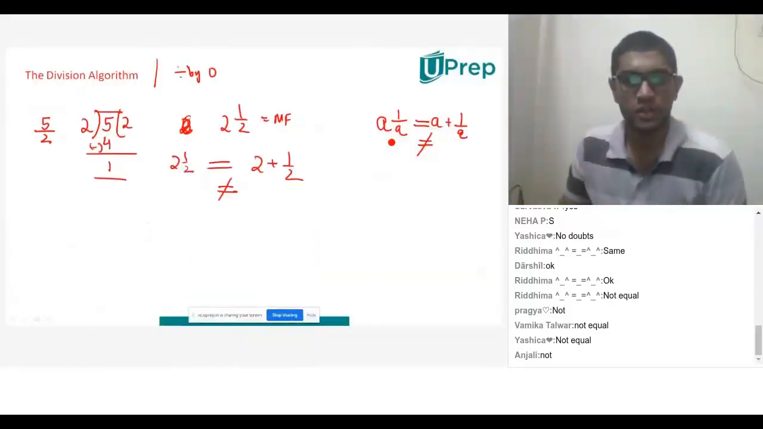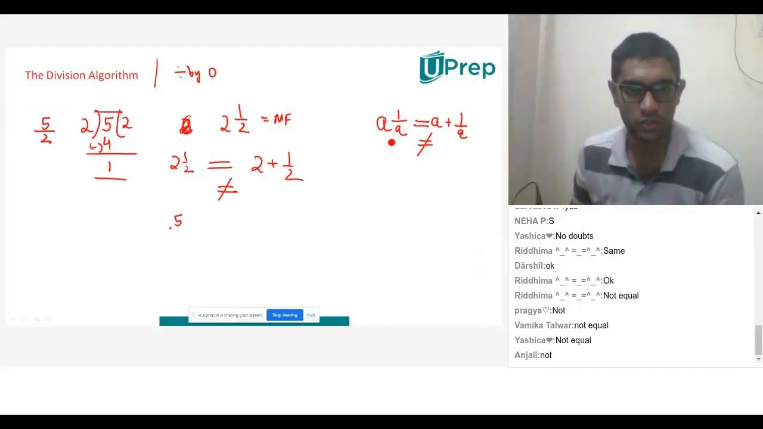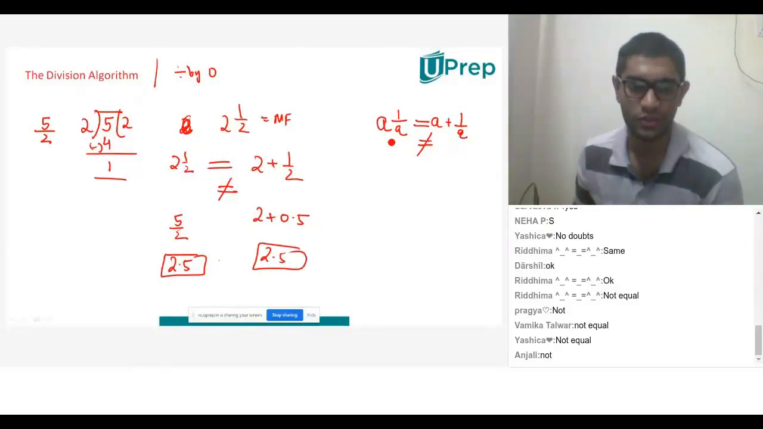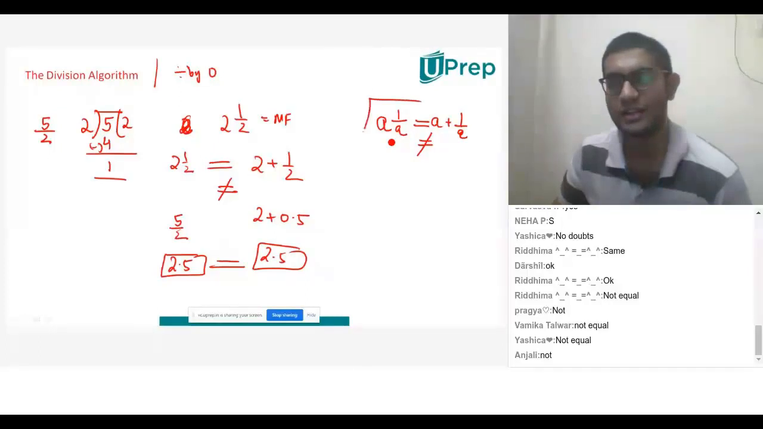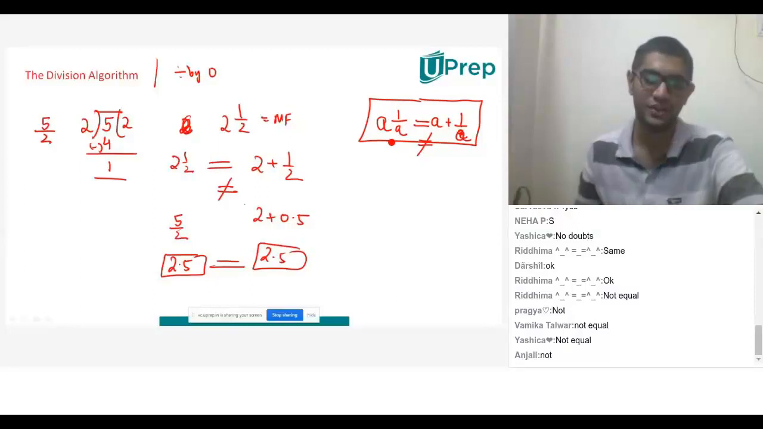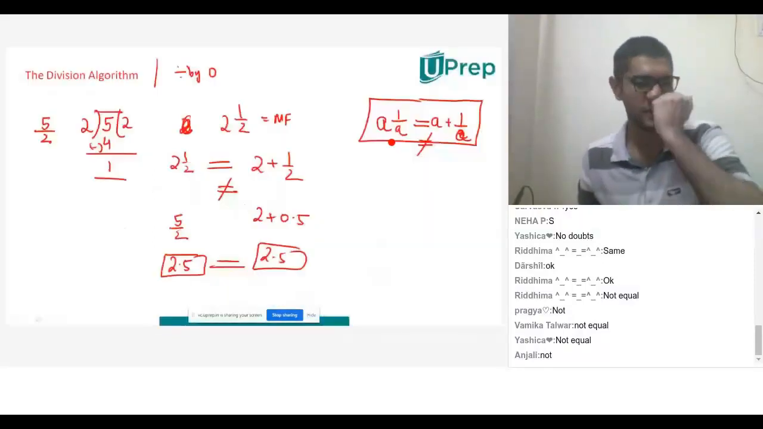Chalo, let's see. What is 2 1 by 2? 5 by 2. Correct? What is 5 by 2? 2.5. What is 2 plus 0.5, guys? 2.5. Both of them are equal. A 1 by A is the same as A plus 1 by A. How did you guys tell me it was not equal? You guys did not solve it.